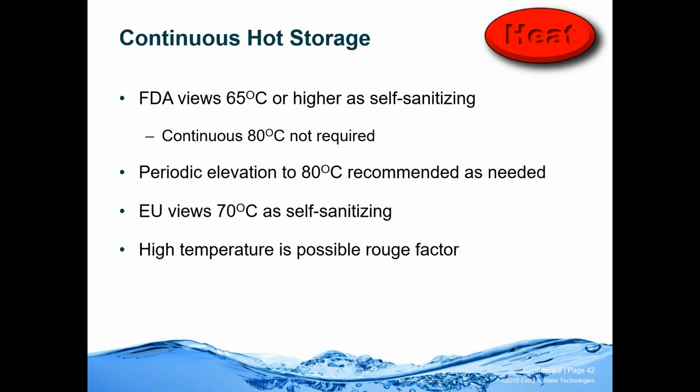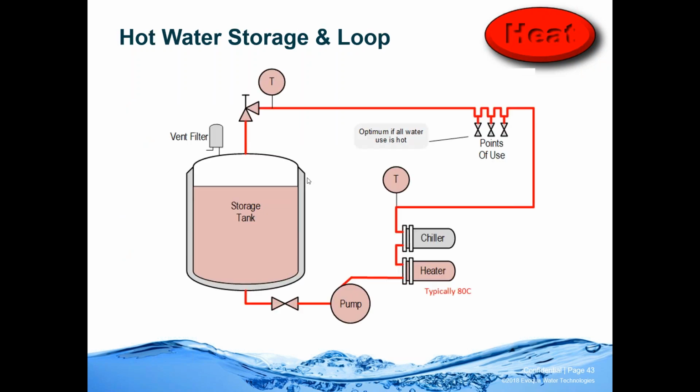In Europe, in their GMP language, they refer to 70 degrees C as self-sanitizing. And the higher you go, it's not just energy. It's not just boilers fighting chillers. Rouge, nobody understands every factor of rouge, but one of the theories is the higher the temperature, the faster the formation of rouge. It's a possible factor, but just energy alone, there's no need to go any higher than these temperatures for continuous sanitization.